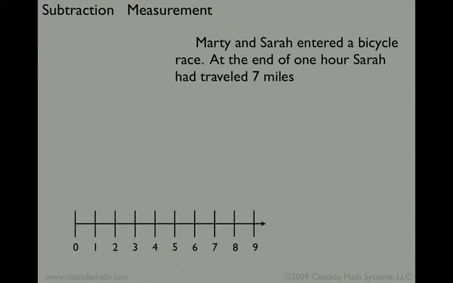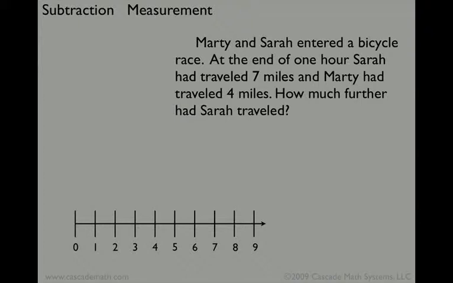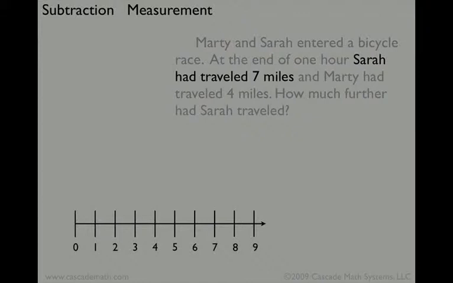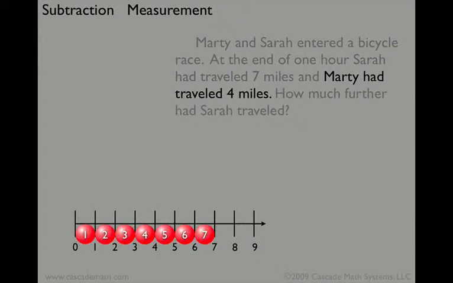Marty and Sarah entered a bicycle race. At the end of 1 hour, Sarah had traveled 7 miles and Marty had traveled 4 miles. How much further had Sarah traveled? First, I used 7 balls to represent the distance that Sarah had ridden. 1, 2, 3, 4, 5, 6, 7. Now, I'm going to use 4 balls to represent the distance that Marty had ridden. 1, 2, 3, 4.